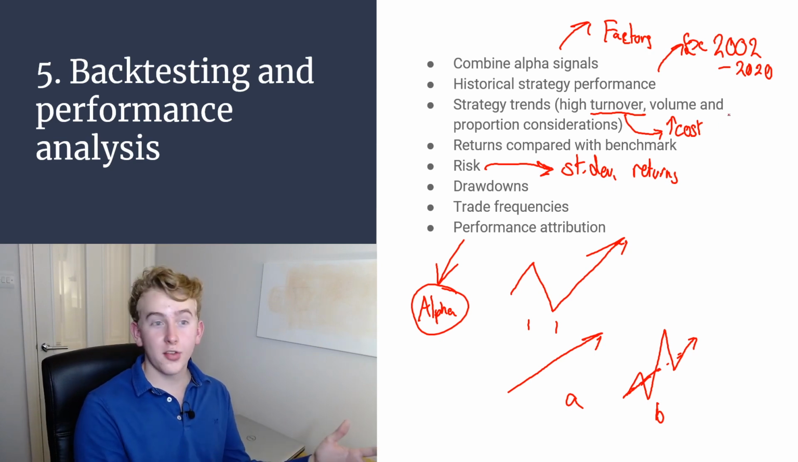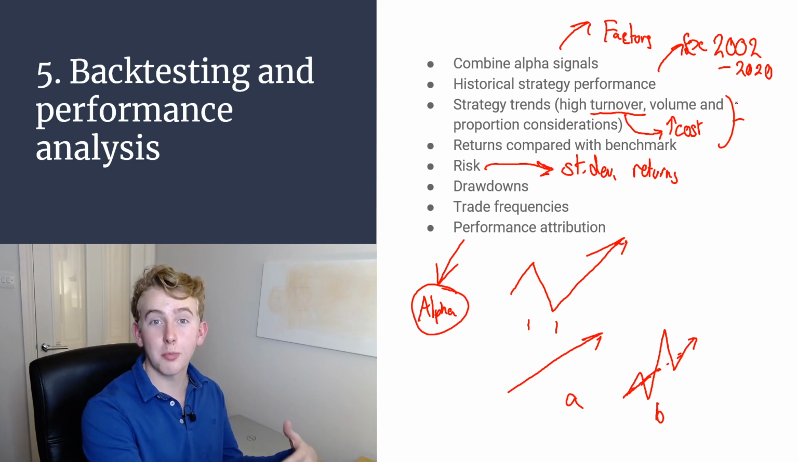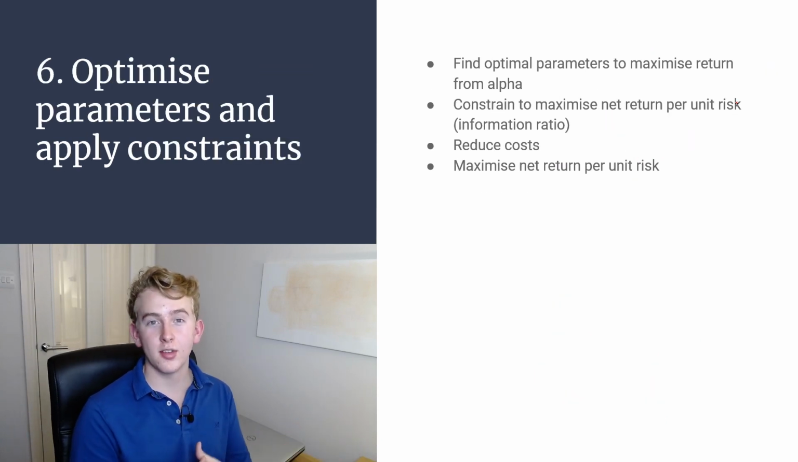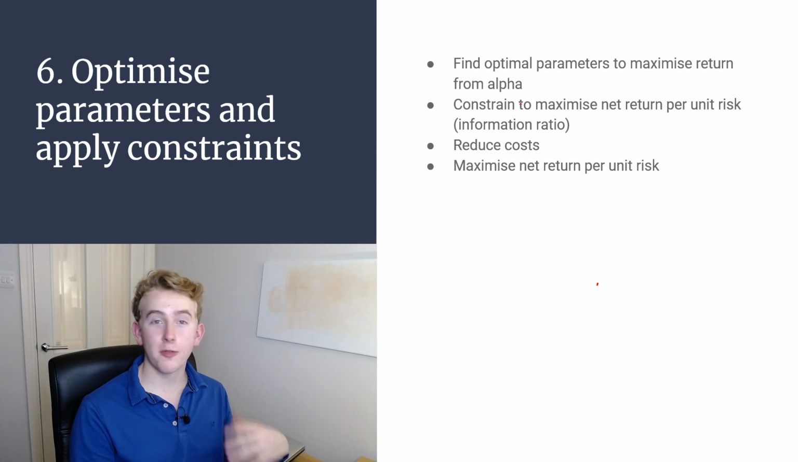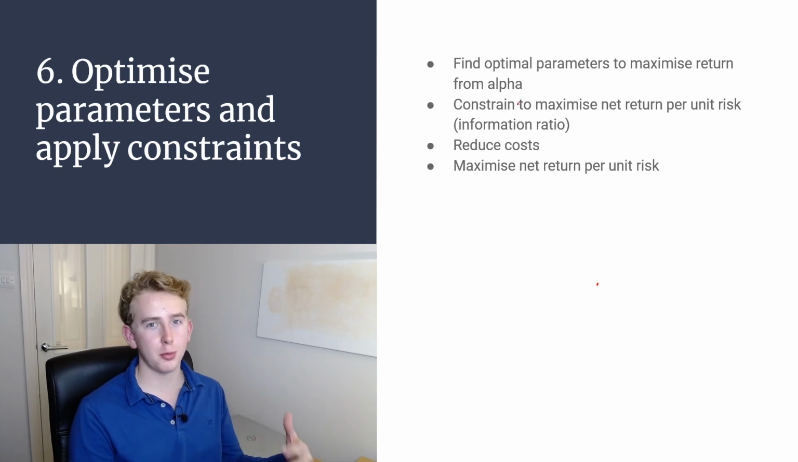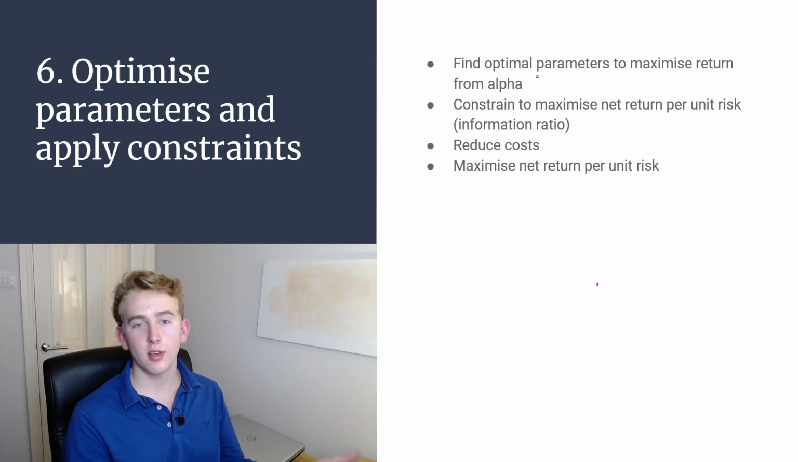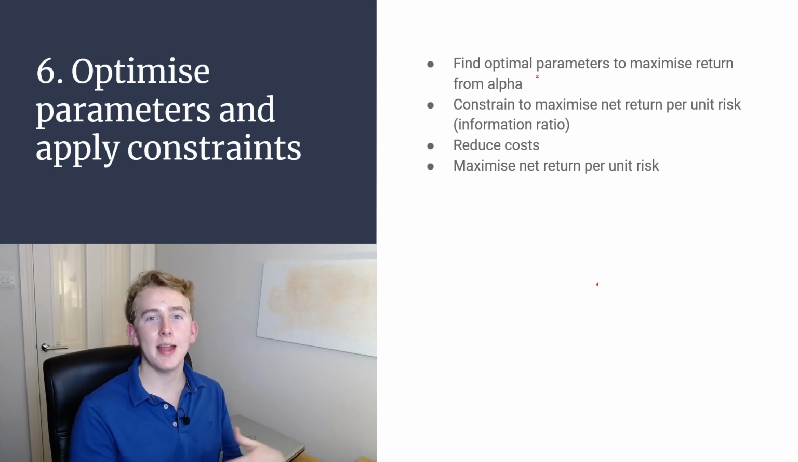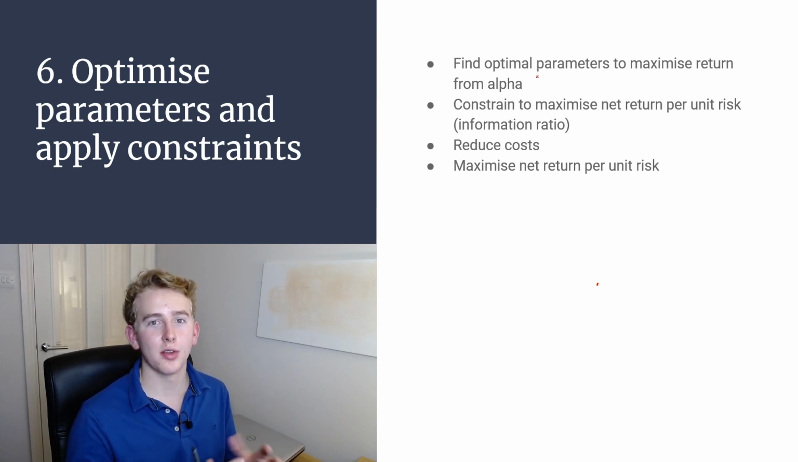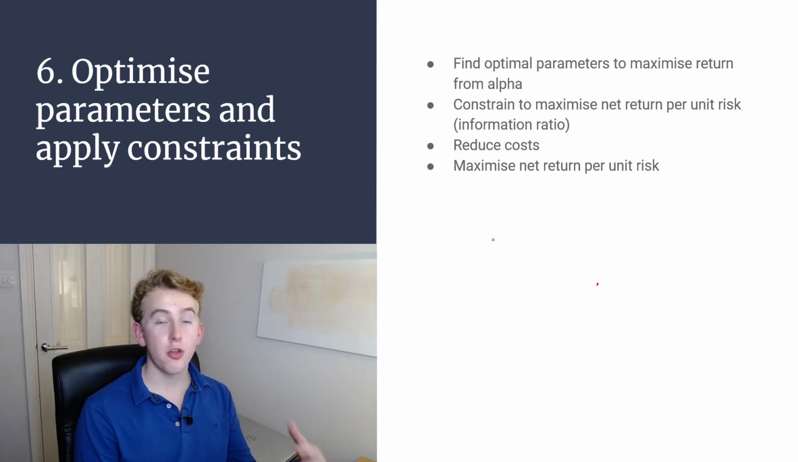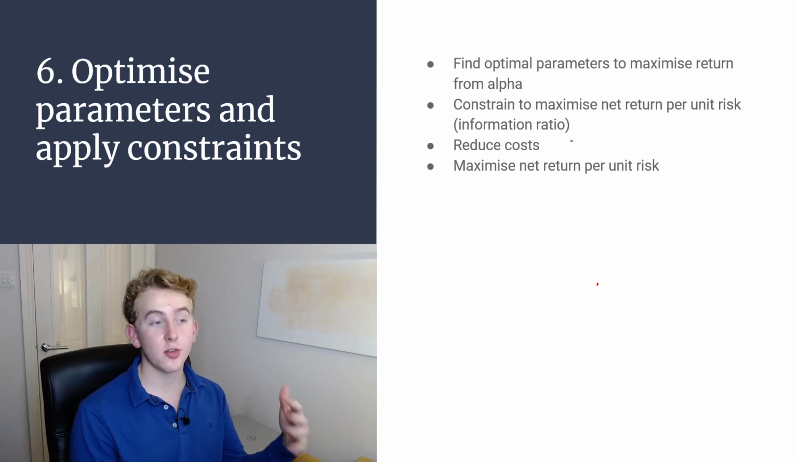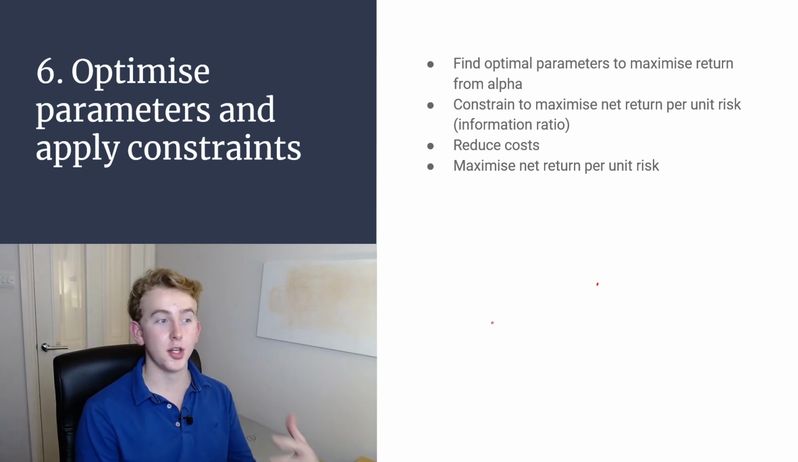And so with regards to this strategy trends and reducing cost, we move on to the next part, which is optimizing parameters and applying constraints. So the first part of this is finding optimal parameters to maximize our return. We may find that increasing a certain parameter or decreasing it may lead to us generating more frequent alpha signals or more accurate alpha signals, which will allow us to maximize our returns. And so the next thing that we do is we constrain to maximize our net return per unit risk.